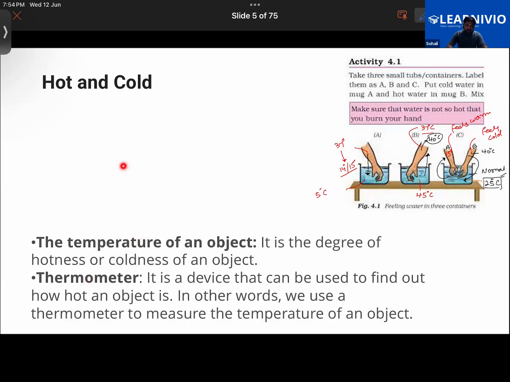So we have different hot and cold objects. Just by touch, you can judge most of them, but it is many times misinforming us, like in this case. So a reliable measure of hotness or coldness of an object is its temperature. How hot or how cold an object is, that is temperature. It is the degree of hotness or coldness of an object that will be measured using a device called a thermometer. It's a device that can be used to find how hot an object is.